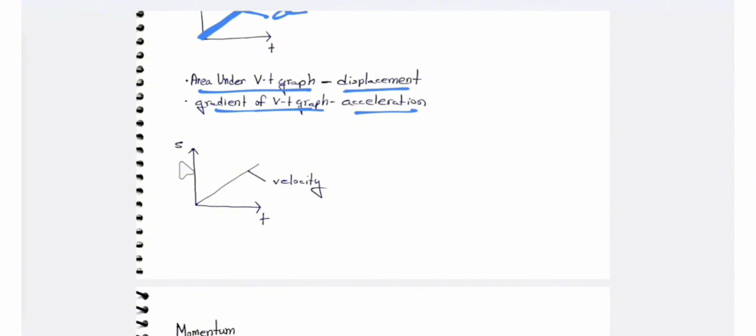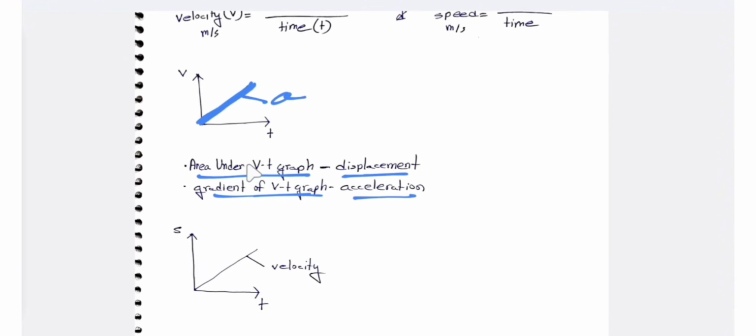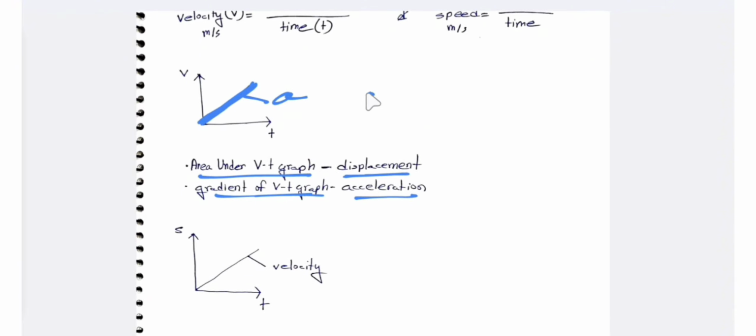Then for the displacement time graph, we can see that acceleration is equal to velocity by time, and also velocity is equal to displacement by time. So the gradient of the displacement time graph is velocity, and the gradient of the velocity time graph is acceleration.